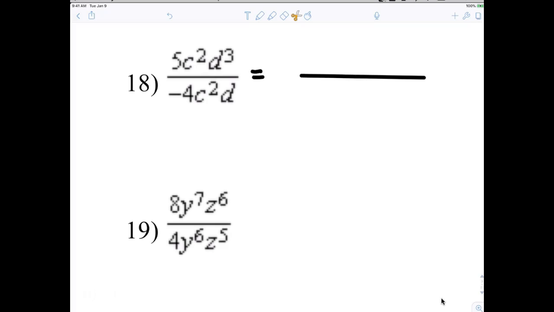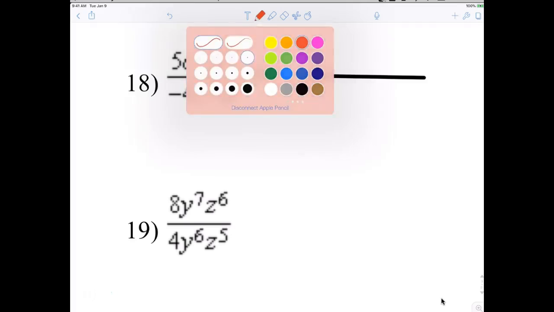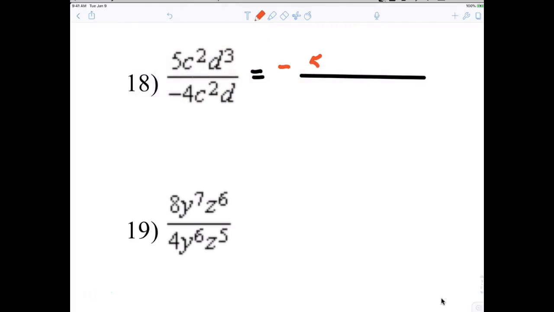Can I reduce 5 over 4? That is the question. No, right? So we want to write negative 5 over 4. Allison, do you understand that? Okay, now tell me about the variables.